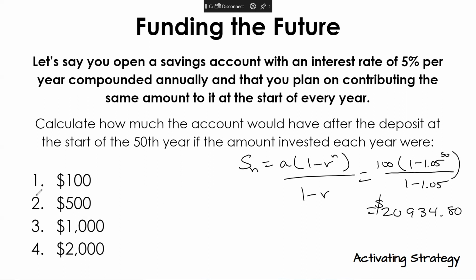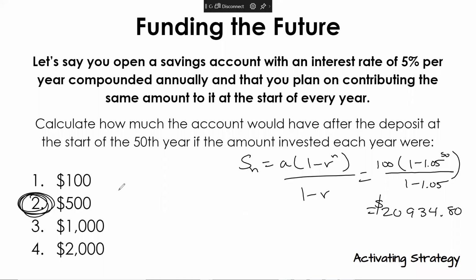Can you try if you initially put in $500? Same formula, the only thing you're going to change is that A. Take a moment, try that one. So we're going to plug in 500. We're going to have 1 minus 1.05 raised to the 50th over 1 minus 1.05. What did y'all get when you plug this in?